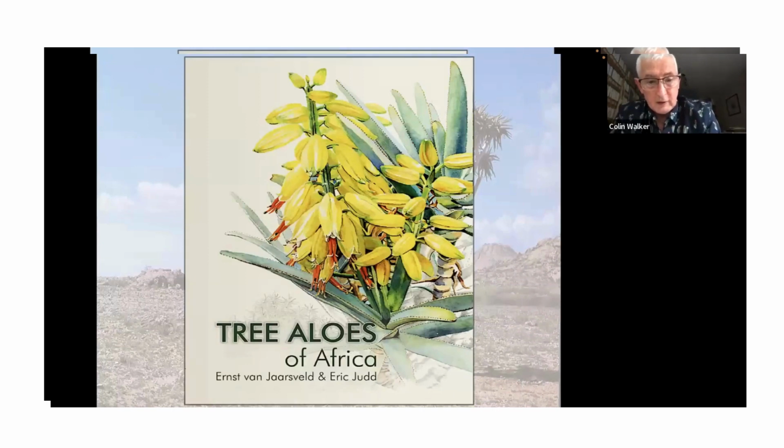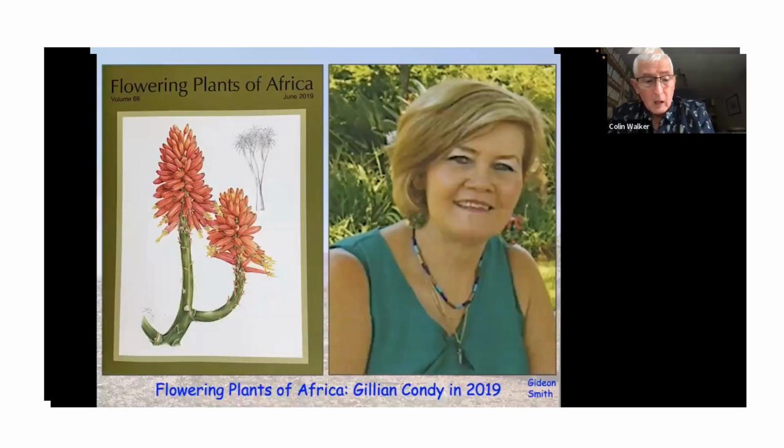In 2015, Ernst van Jaarsveld and Eric Judd published a book on tree aloes of Africa. I don't want to say too much about this book because, regrettably, it is absolutely full of mistakes. My copy is covered in pencil marks. They dealt with 7 species. So the 6 tree aloes that I'm going to talk about, but they also included Kumara plicatilis, which is not actually a tree aloe. It belongs to a completely different genus. I will move on swiftly.